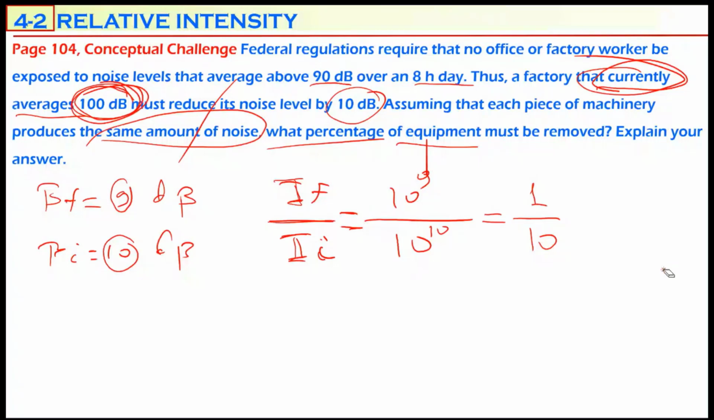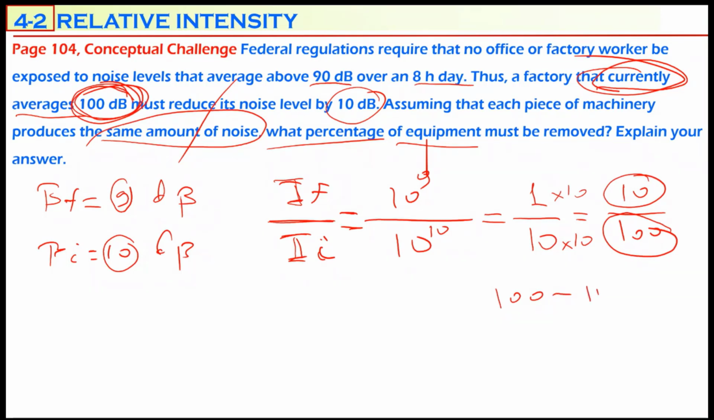So you should change this rational number to a percentage. How? You can multiply the numerator and denominator by the same number. The ratio doesn't change mathematically. So the numerator will be 10, the denominator will be 100. If initially 100 machines are running, finally 10 must be running. So how many must be removed in this case? The removed machines must be 90. Yes, 90% of the machinery must be removed or switched off, 90% of them.